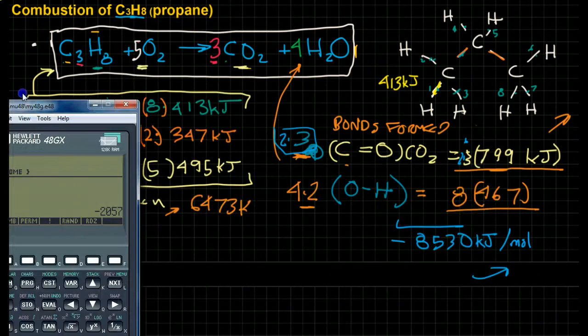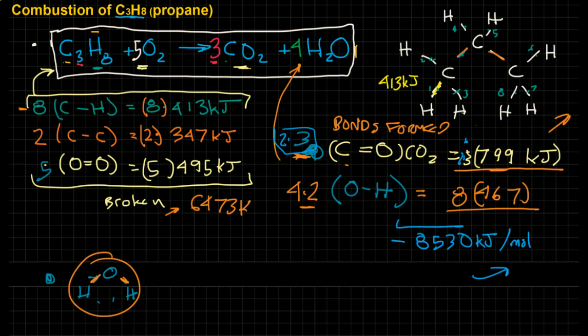That puts me at this. And so whenever I'm out on the barbecue grill and I start it up, oxygen in the atmosphere combines with propane from the tank to give us carbon dioxide and water. And when it does, it releases 2,057 kilojoules per mole of energy. And that's that.